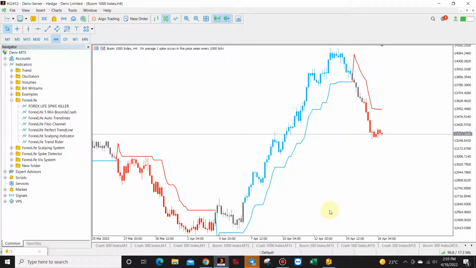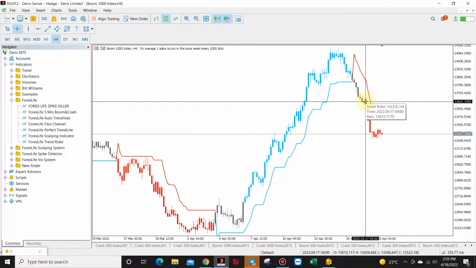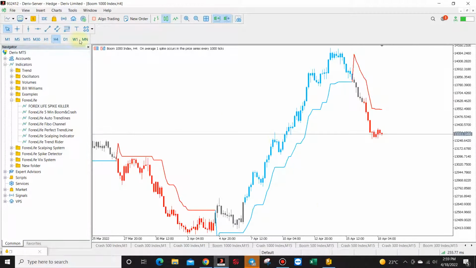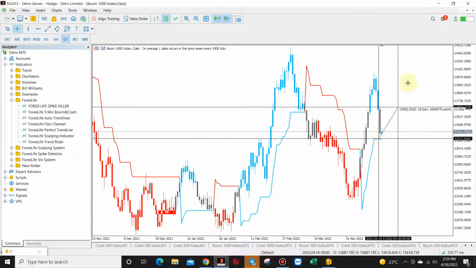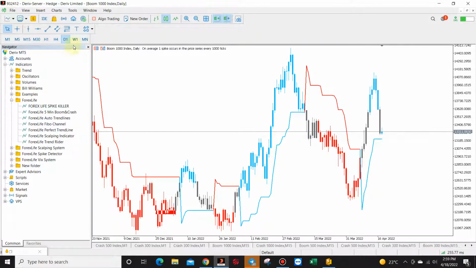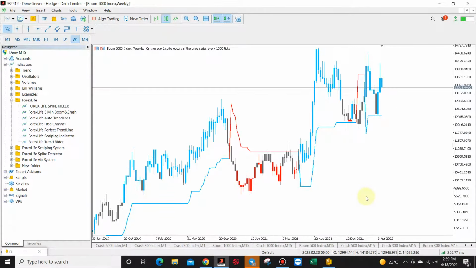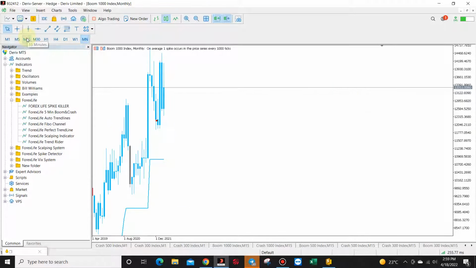Let's check the 4 hour. On the 4 hour, you would have entered your trade round about here. On the daily time frame, it is still showing that it is in an uptrend, and on the weekly as well. We can check the monthly. So it works on all time frames.